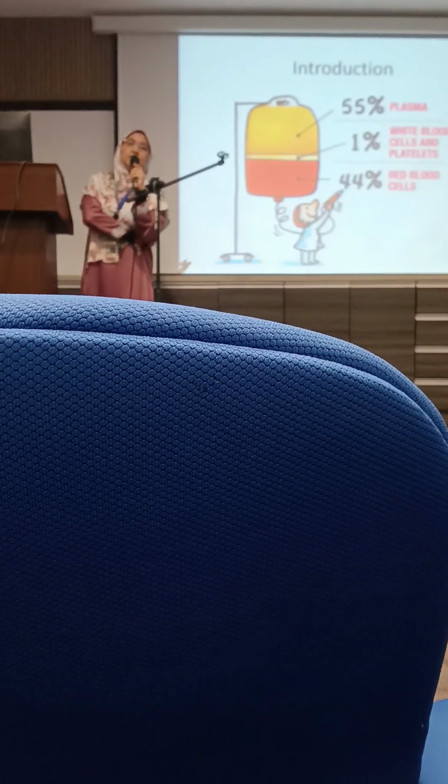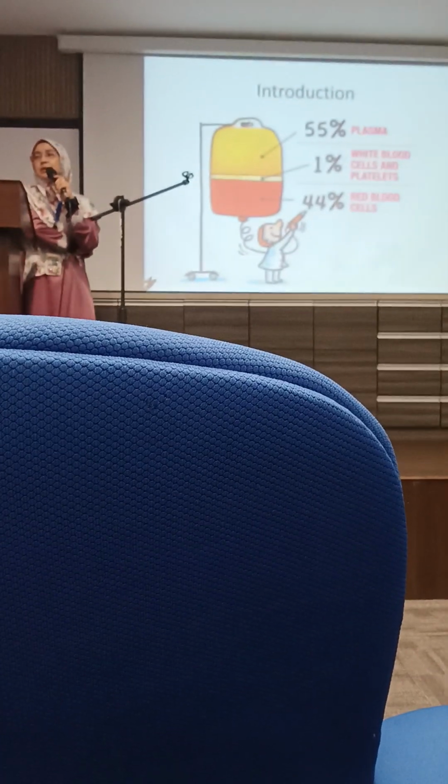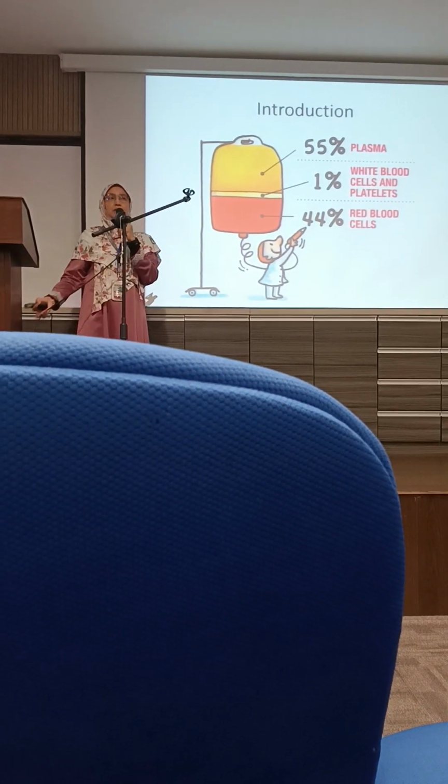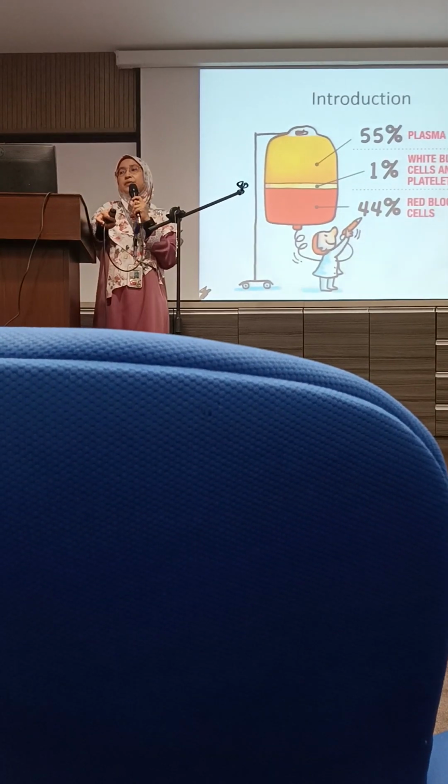And 45% of cellular elements. So kita ada about 1% white cells and platelets, and the rest are red blood cells. So for anemia, we will discuss mainly on red cells.